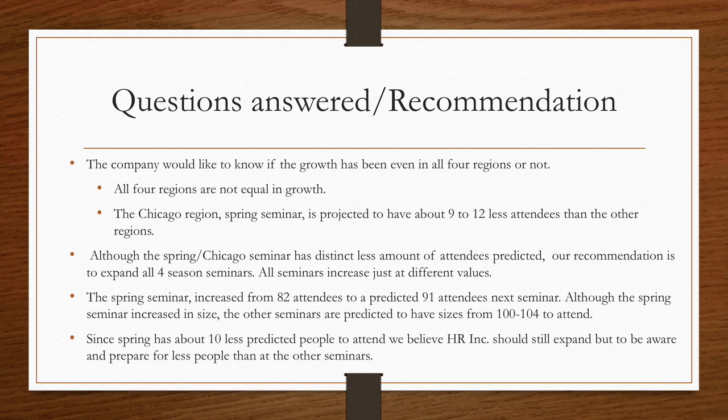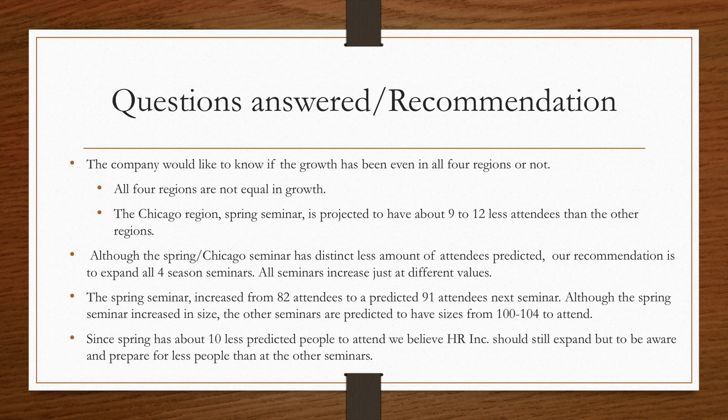Questions answered and recommendation. The company would like to know if the growth has been even in all four regions or not. All four regions are not equal in growth. The Chicago region spring seminar is projected to have about 9 to 12 less attendees than the other regions. Although the spring Chicago seminar has a distinctly smaller number of attendees predicted, our recommendation is to expand all four season seminars. All seminars increase, just at different values.